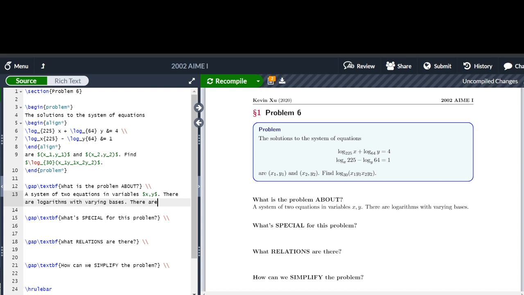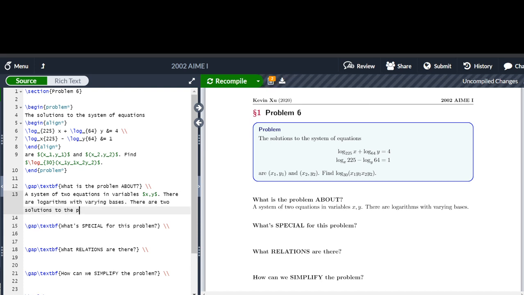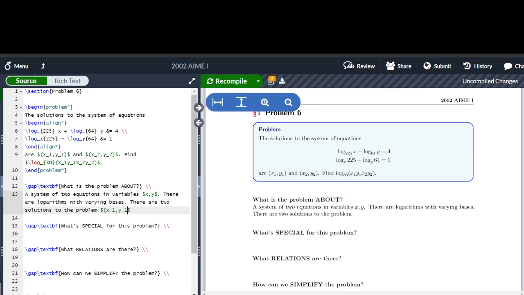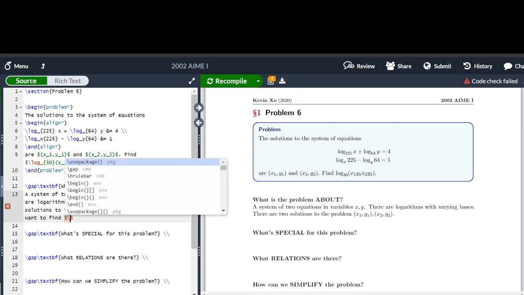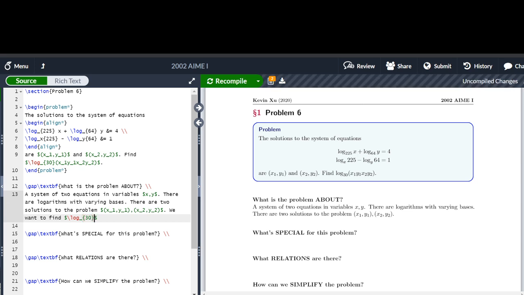There are two solutions to the problem: x1, y1, and x2, y2. And our answer format should be in the form the logarithm base 30 of x1, y1, x2, y2. So that is what the problem is all about.